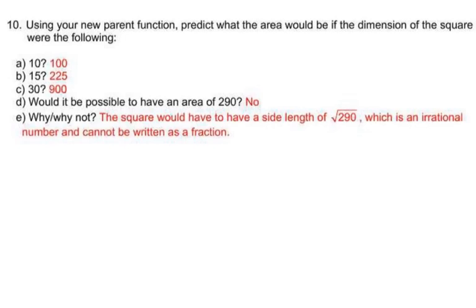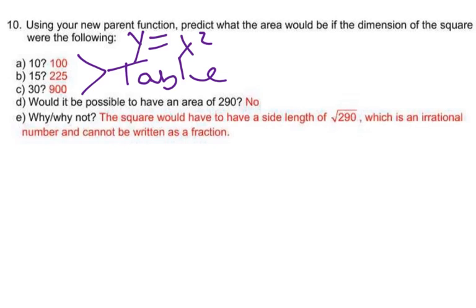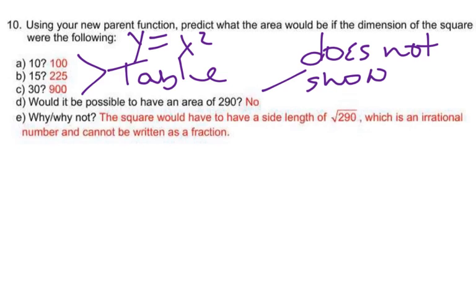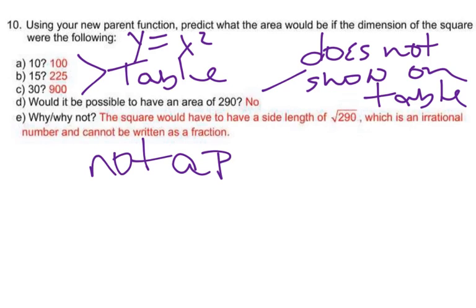So using your new parent function, which was y equal x squared, predict the area for the following lengths. You would just go to your table, see where x was 10, where x was 15, where x was 30. Would it be possible to have an area of 290? No, it does not show on the table. So it's not going to be possible. The reason is that it's not a perfect square.